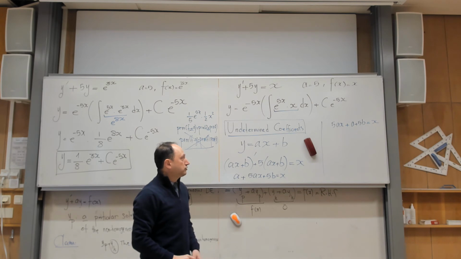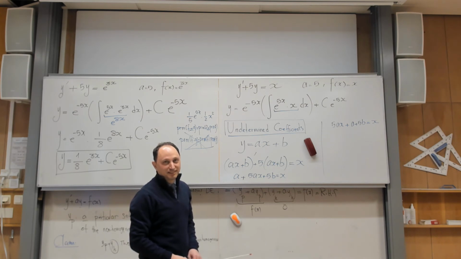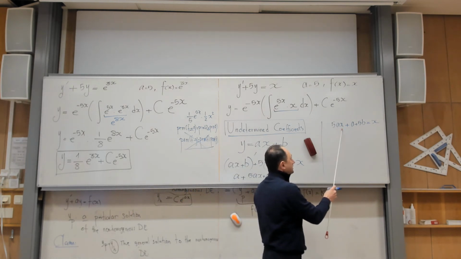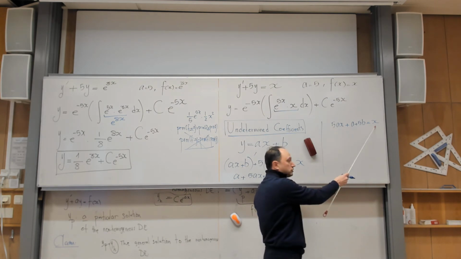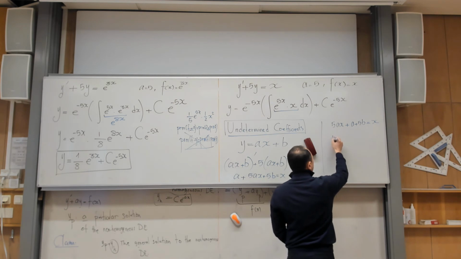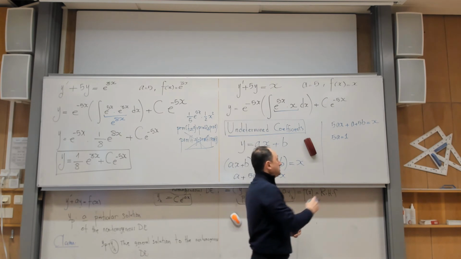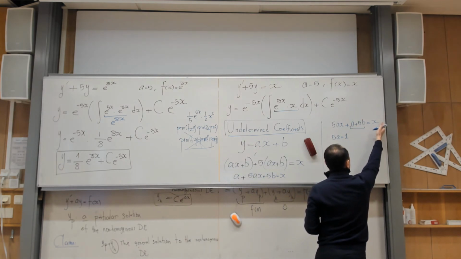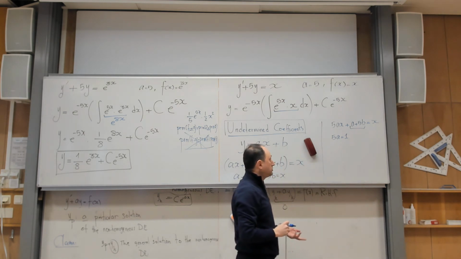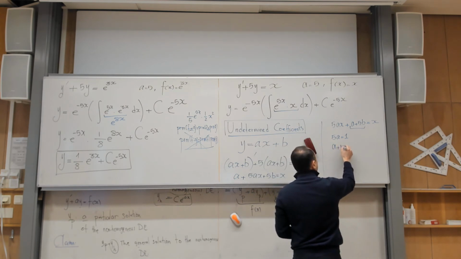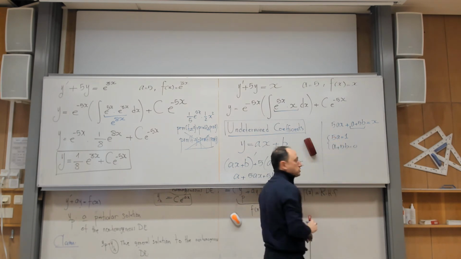For example, can you tell me what should a be? Hello? Yes? Yeah? 1 over 5. 1 over 5, because this is the only place that x appears. I want to make it equal to x. So then, of course, I have to choose 5a to be 1 so that it becomes x. But this one is left. On the right-hand side, I do not have any numbers there. So what should I do? I have to force this one to be 0. Yes? So this means that I have a plus 5b equals 0.